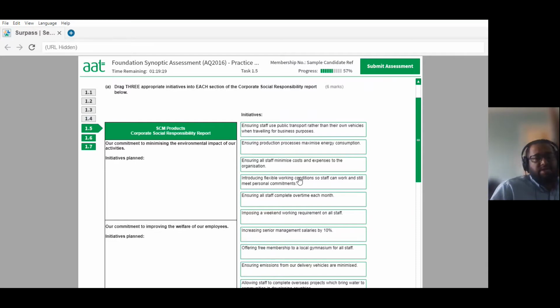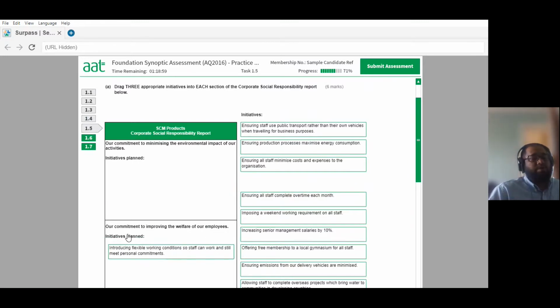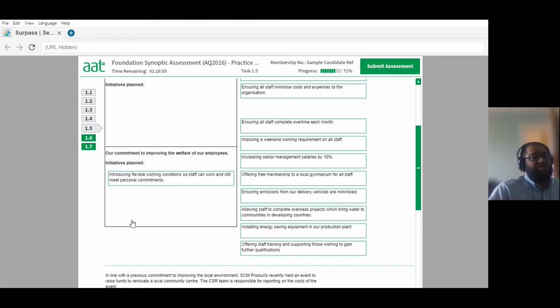Next one, introducing flexible working conditions so staff can work and still meet personal commitments. That seems to be a real good option. But is it going for environmental or welfare of our employees? Employees will take flexible working conditions because it allows them to do different sorts of things to balance their work and their private life. Okay, which is going to be a very important thing. So since the pandemic, these statements have become more and more appropriate now.